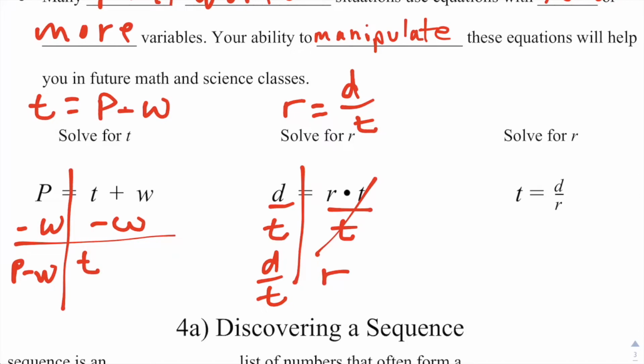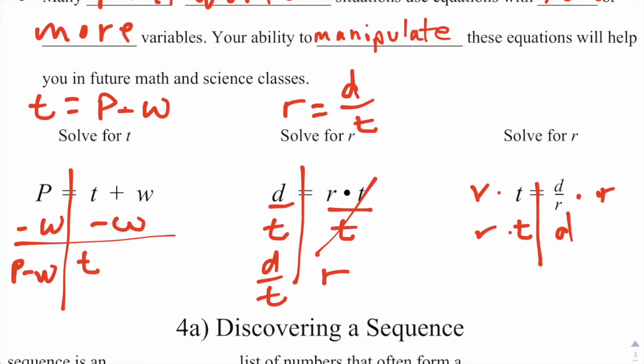All right, and then over here, we're going to solve for R. And we have T equals D divided by R. So again, this is our balancing point. To get this R out of the denominator, the easiest way to do that is just to multiply both sides by R. Okay, and then when we multiply both sides by R, on this side we get R times T, and on this side we get just D, but we still don't have R by itself.